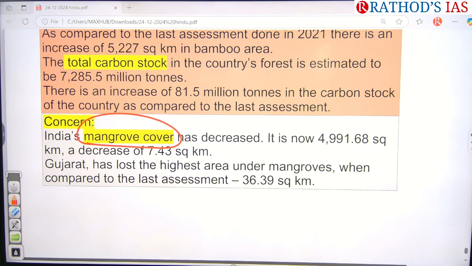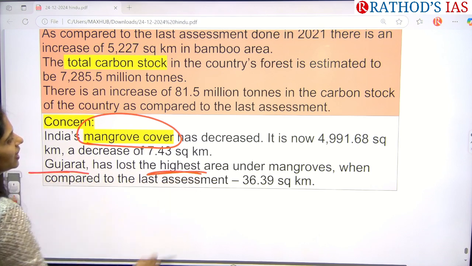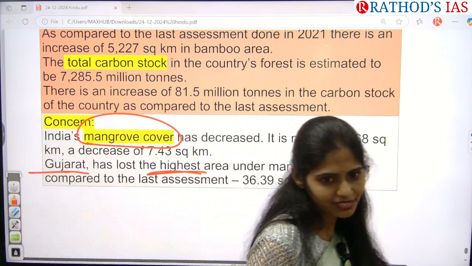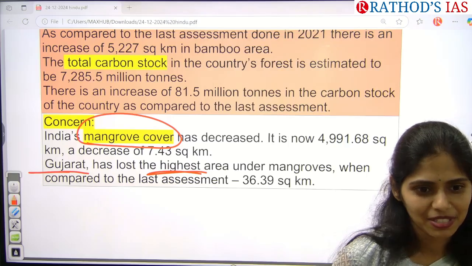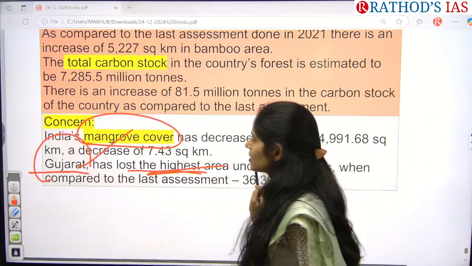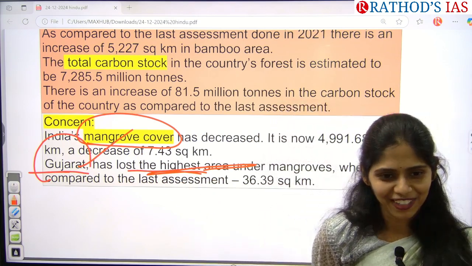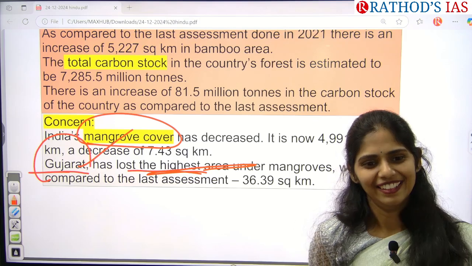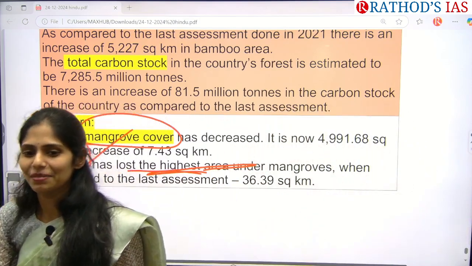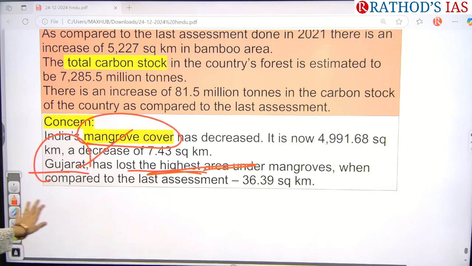So can you tell me which state has the highest area under mangrove? Yeah, Gujarat has lost the highest area under mangrove. Most of the mangroves are present in the Sundarbans, that you said, right? In West Bengal. But why is Gujarat given here? Because Gujarat lost the maximum number of mangroves. So don't look at the board and tell. Okay. So before telling, at least read the complete statement and tell me. Okay. So these are the things that you have to see.